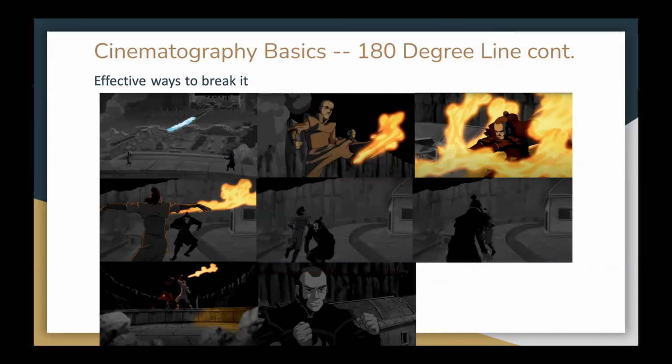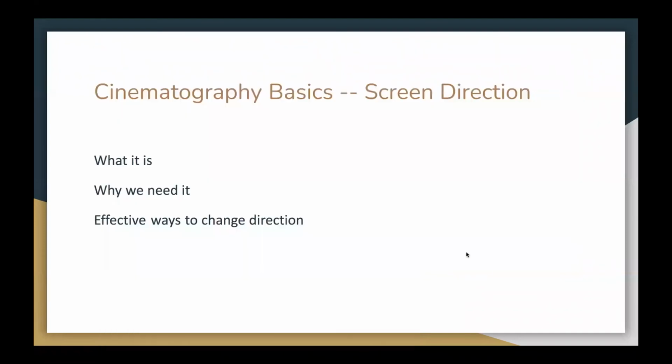Another effective way is by having the camera actually move around, showing the camera moving around. So whatever you do, if you're going to break the 180-degree rule, you have to show it. Otherwise, the audience is going to get confused. And then the same thing with screen direction, it's the same concept.